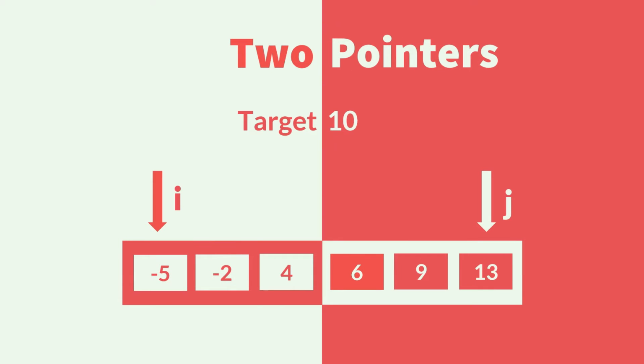So this is what the two pointer approach would basically be like. Let's initialize two variables, namely i and j, with i initially pointing to the first element in the array, or also the smallest element in the array, and j pointing to the last element in the array, or the largest element in the array. So using the two pointers, we can now get our target value from this array if it exists.